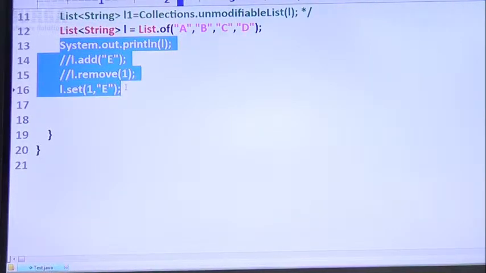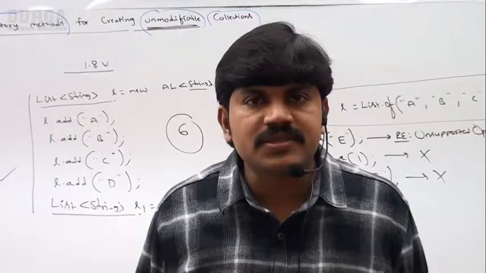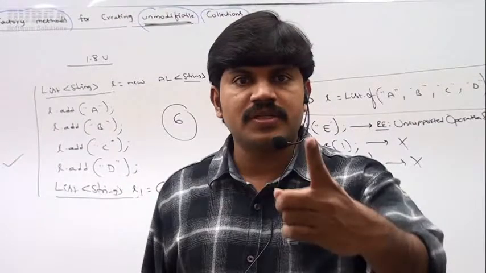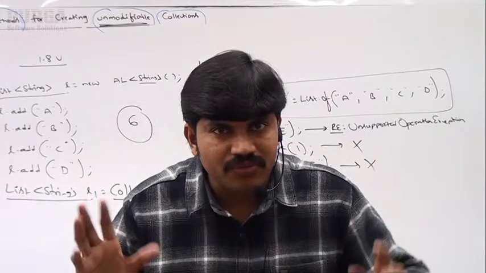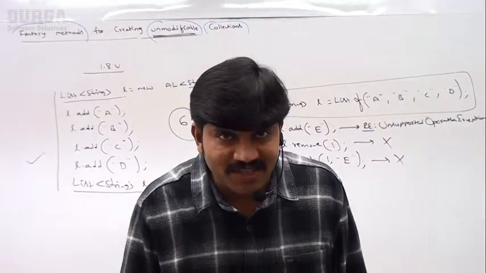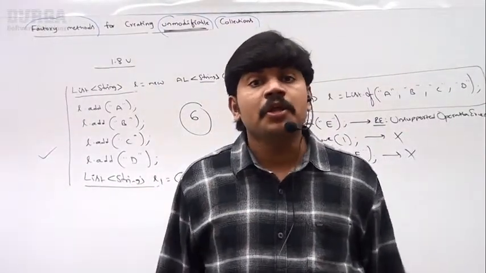Clear? So from the 1.9 version onward, to create an unmodifiable list, how many lines of code do we require, sir? Only one line. These six lines of code are not required. Clear? Sir, what is the advantage of this factory method, sir? The length of the code will be reduced, and readability will be improved, right?